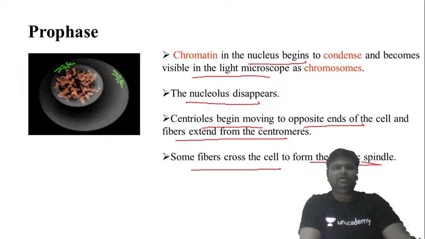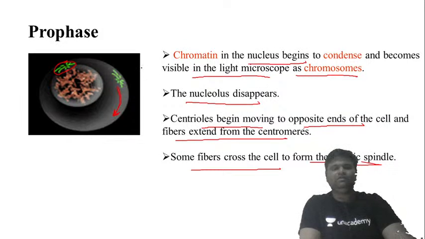As you can see here, the centrioles start moving towards the ends of the cell. So their movement is happening, and they will come to this place, somewhere at this place, and assemble over here. The nucleolus disappears, and chromatin condenses and becomes visible in the light microscope as chromosomes. So the occurrence of chromosomes starts here.